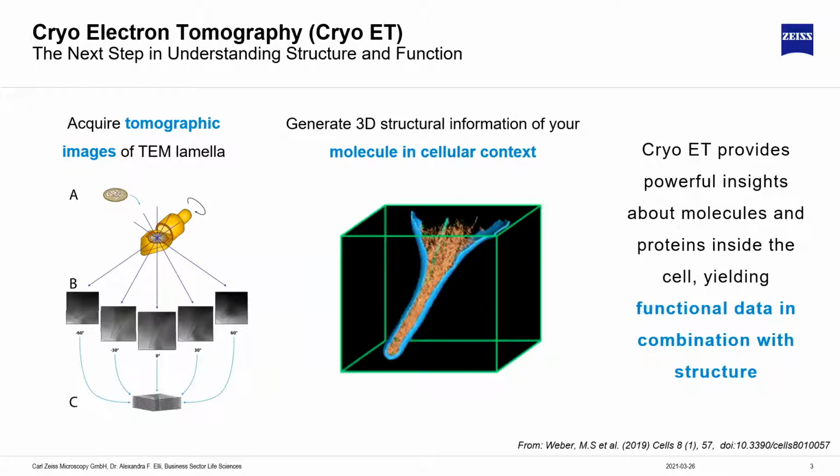Cryo-ET is achieved by acquiring a series of transmission EM images from a very thin sample, a TEM lamella, which can be reconstructed to generate 3D protein density maps with resolutions at the submolecular to atomic level. This acquisition approach generates 3D high-resolution data sets of the molecule of interest in the natural context of the cell in which it is located. This is shown here on the slide.